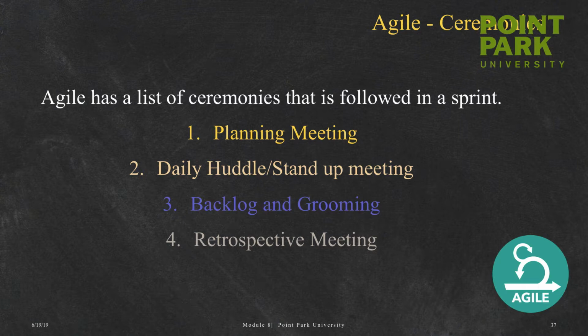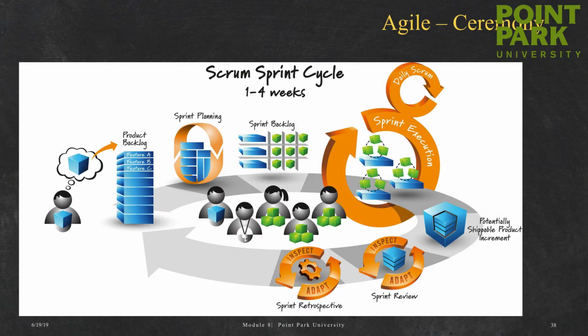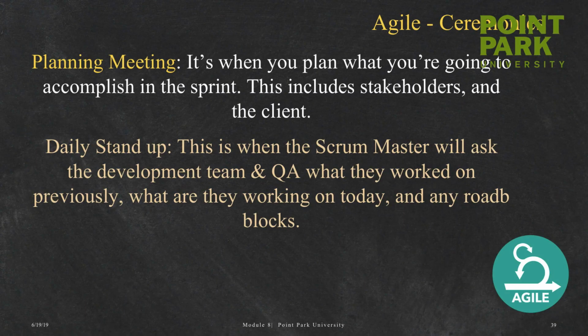There's the backlog and grooming meeting, and then there's the retrospective meeting. So this right here is an example of a Scrum cycle, from sprint planning to backlog and so forth. It paints a little picture of how busy it is. That's exactly what it is. It's mayhem at first, but then you get used to it, and you either love it or you hate it.